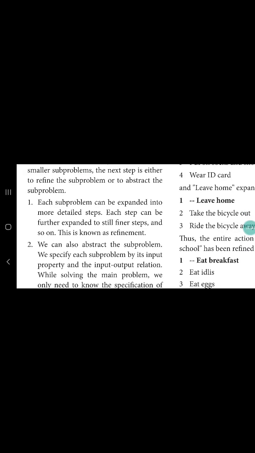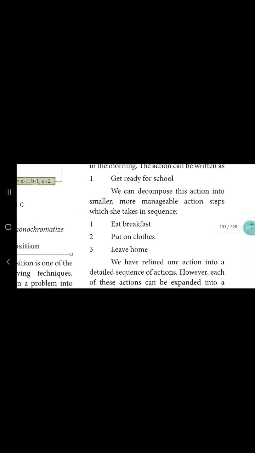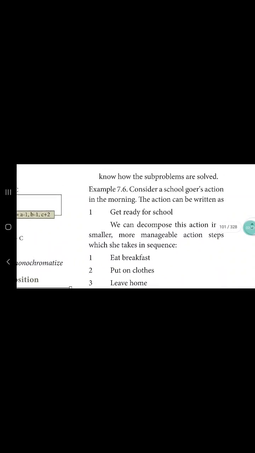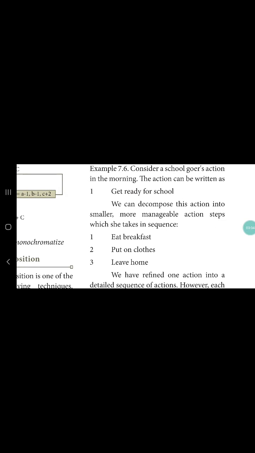Let us take one example. Suppose school: before going to school, there are some actions we need to know. So, get ready for school. Getting ready for school alone will not tell us what steps we have to follow before going to school. For getting ready, we need these steps: eat breakfast, put on clothes and leave home. These are some sub problems.